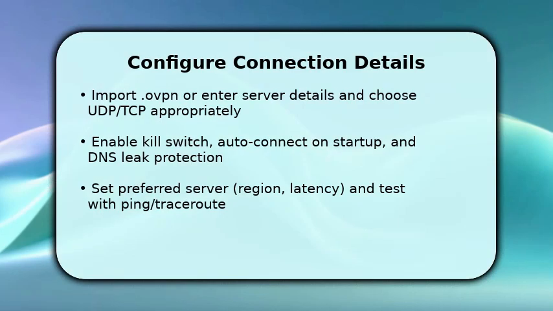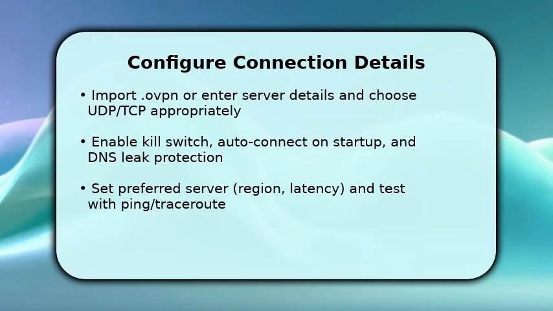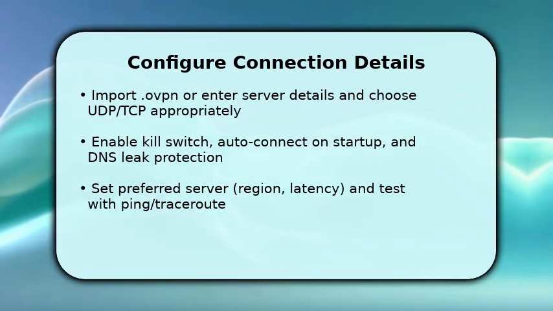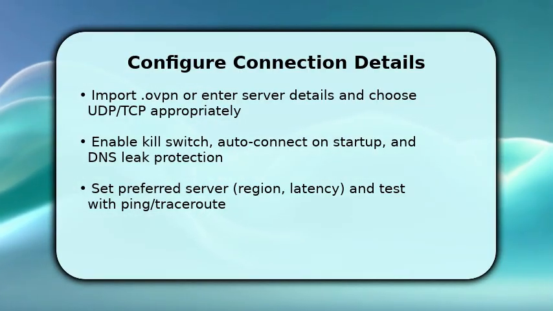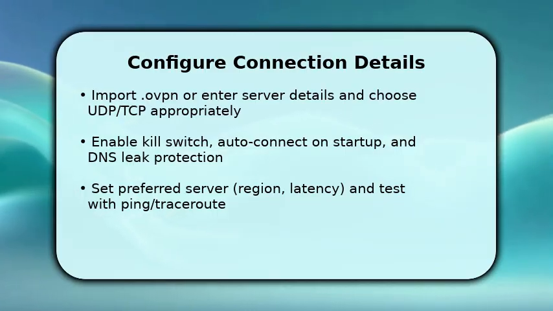You now configure the connection. Import the VPN file or manually add server address and pick UDP for speed or TCP for reliability. Once done, enable the kill switch and auto-connect on startup to prevent leaks when the VPN drops. Also turn on DNS leak protection so queries go through the tunnel.